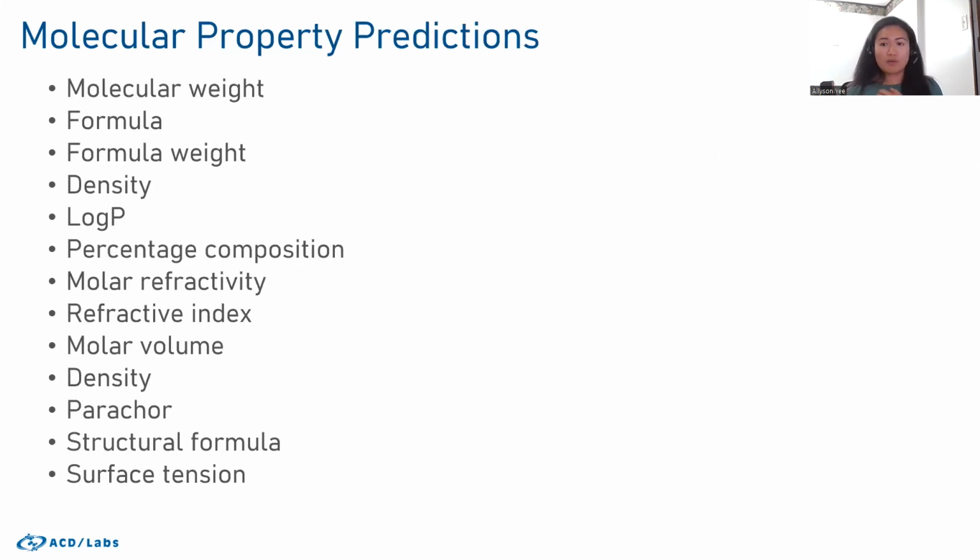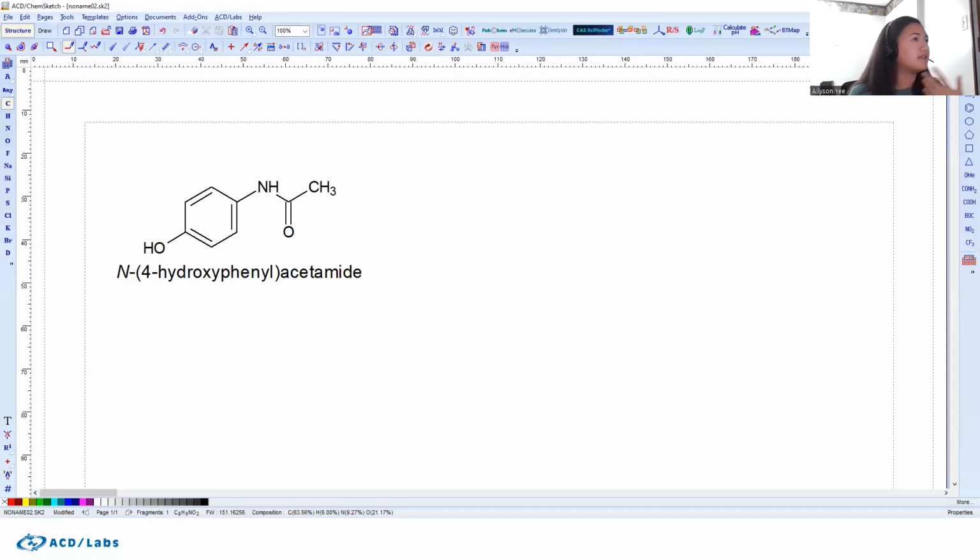So along with the naming capabilities, ChemSketch also offers molecular property predictions. That includes some basic phys chem values if you require those. This is a list of all of the different molecular properties which can be calculated or generated very quickly. And I'll show you these in the software really quickly. So let me just pull in my ChemSketch once again.